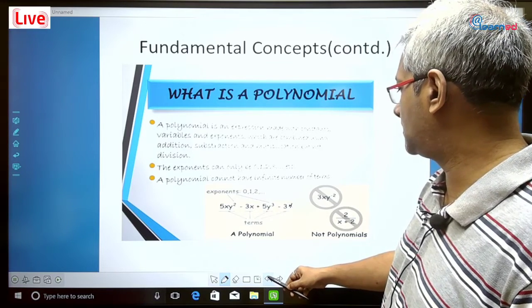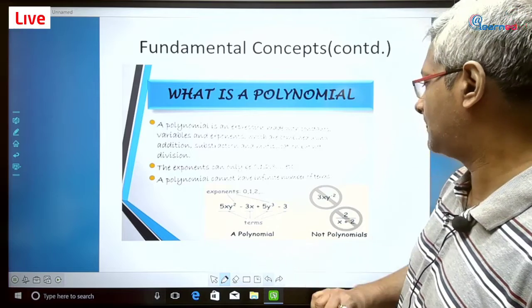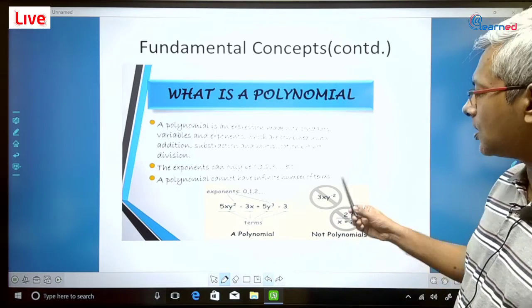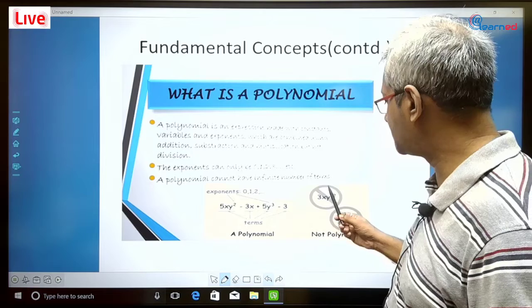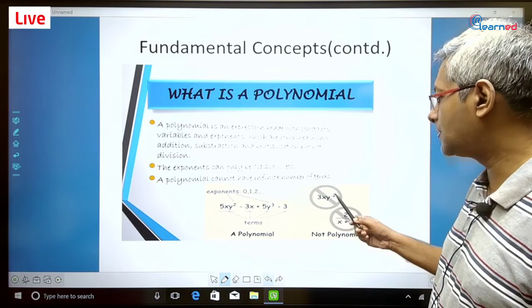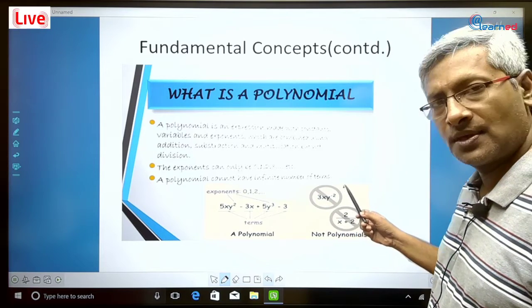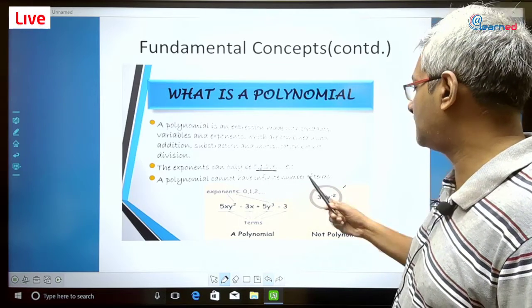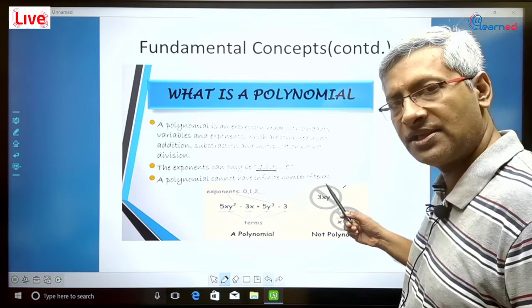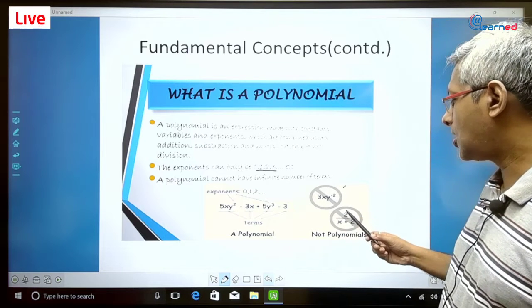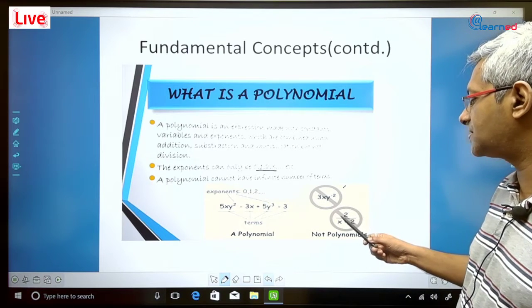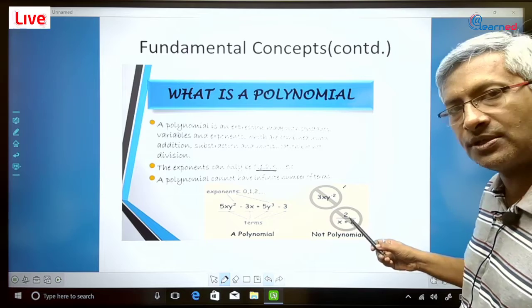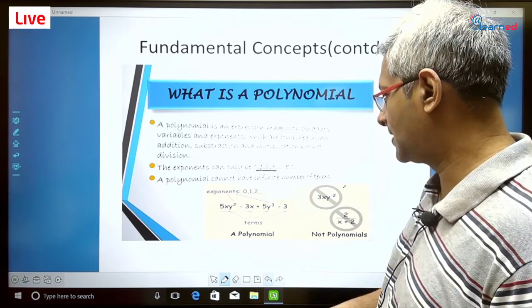Now, let me erase this. Okay. Now, I cannot have a polynomial of this type, 3x raised to the power minus 2. We can have only whole numbers, not negative integers. Or we cannot have a division, like 2 divided by x plus 2. This will not be considered as a polynomial.